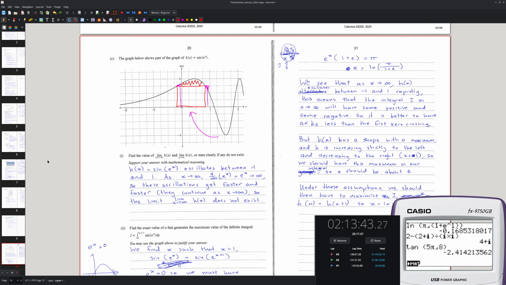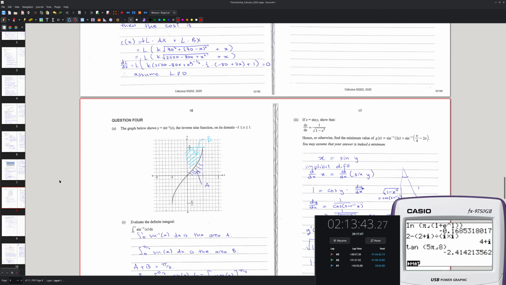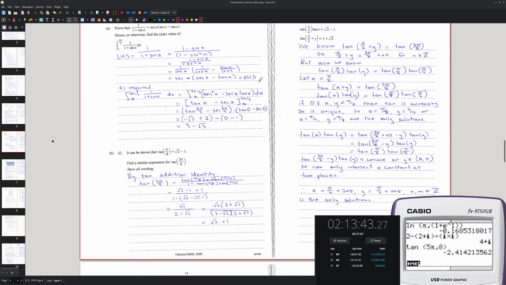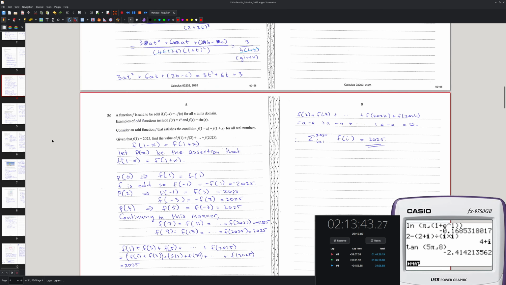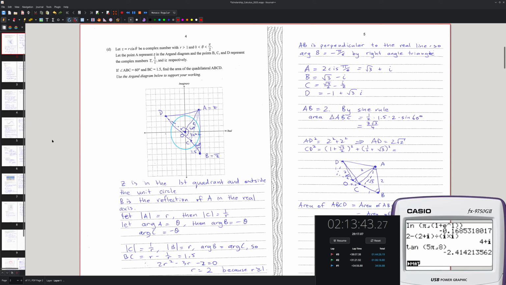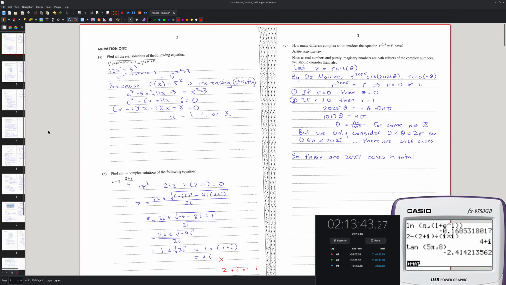Yeah, it's okay. I feel like the thing about this paper is no question is conceptually that taxing, maybe, but there's so much random computation that most people will have definitely done a silly on at least one question, right?